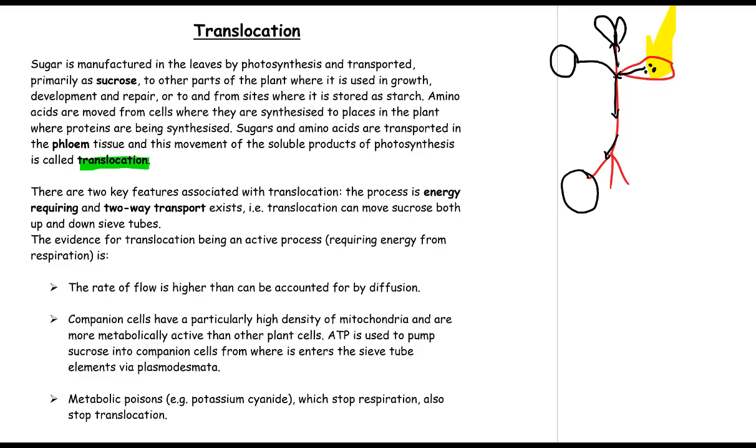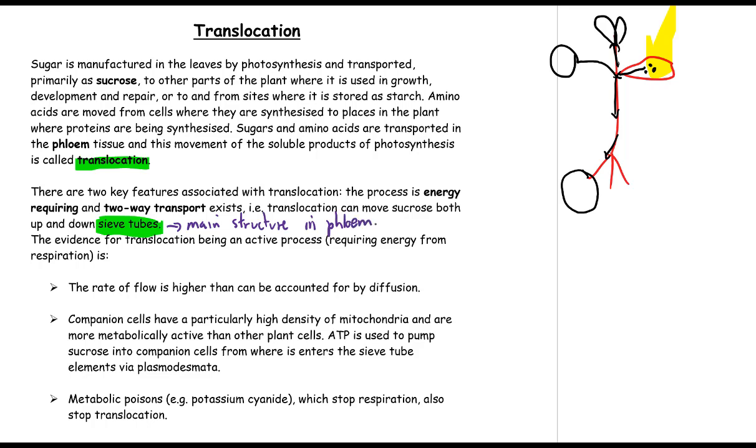Sugars and amino acids are transported in the phloem tissue, and this movement of soluble products from photosynthesis is called translocation. There are two key features associated with translocation. The process is energy requiring, and a two-way transport exists, i.e. translocation can move sucrose both up and down the sieve tubes, which you'll remember were the main structure in the phloem.